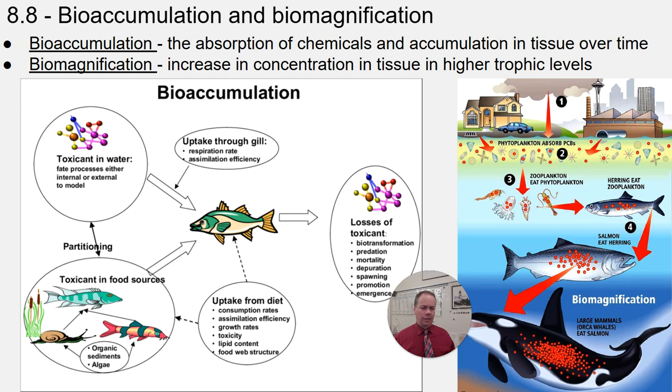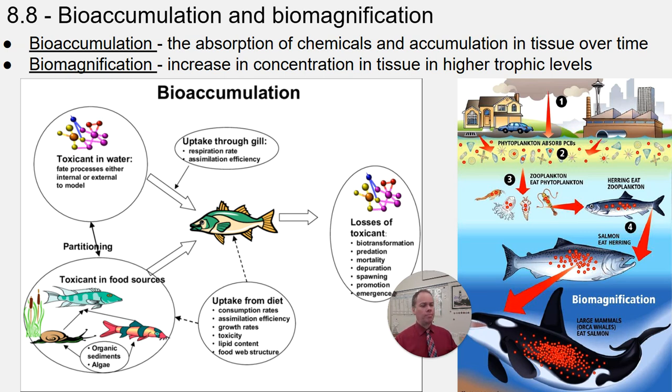And then at the next trophic level, these zooplankton eat many of these phytoplankton. As they consume the phytoplankton, they're consuming a lot of them. So the concentration of PCBs is higher in these zooplankton. It's higher than it was in the phytoplankton. When herring eat many of these zooplankton, again, these toxins that are concentrated in their tissue are absorbed by the herring. And so the concentration increases even more.